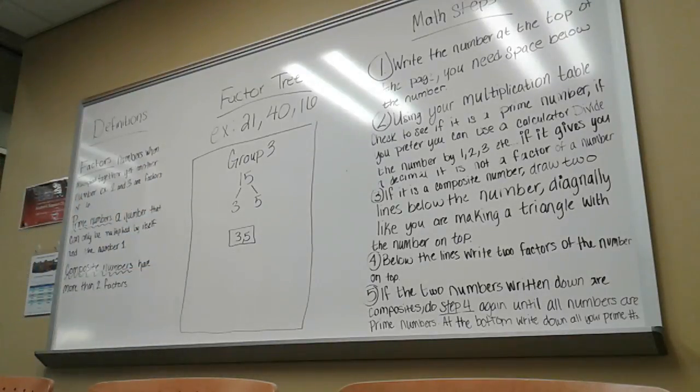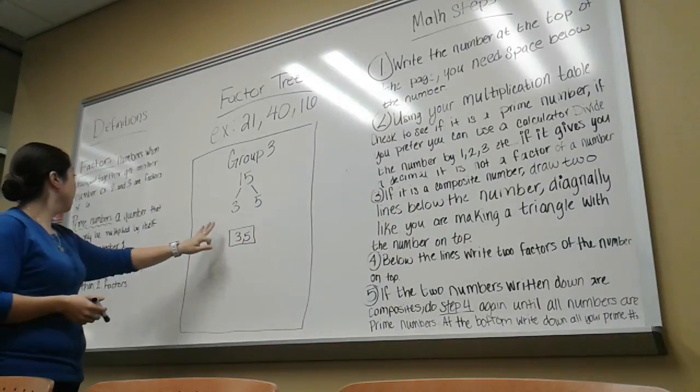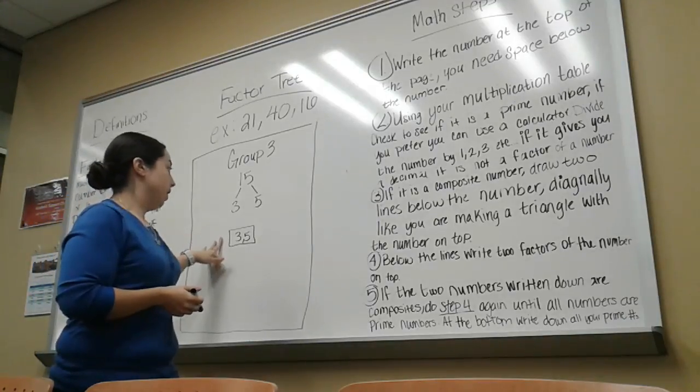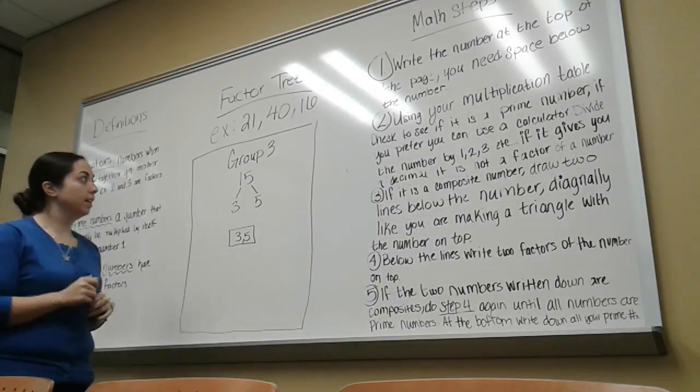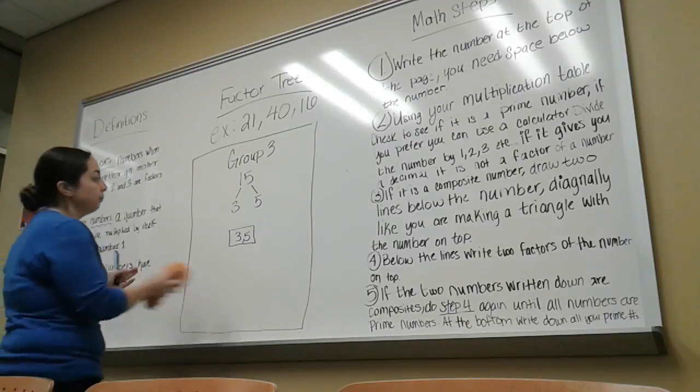3 and 5. So again, prime numbers, those are numbers that can only be multiplied by itself and the number 1. So very good, group 3. Okay, thank you for using your quiz.